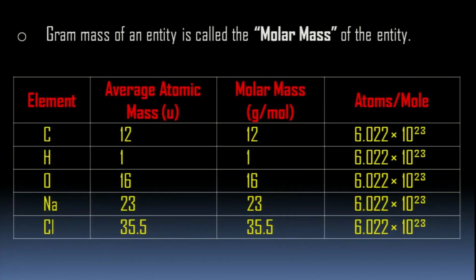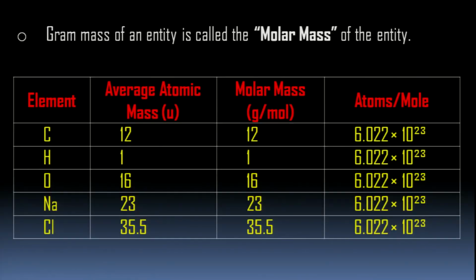See here in the example what you see. First we have the categories of elements: carbon, hydrogen, oxygen, sodium and chlorine. Then we have the average atomic mass. Why is the word average written? Because for carbon it is not exactly 12, it is 12.0005 or something like that. And for H, 1.008, some decimals are there which can be neglected. So for element carbon, average atomic mass is 12 U, but the molar mass becomes 12 grams per mole.